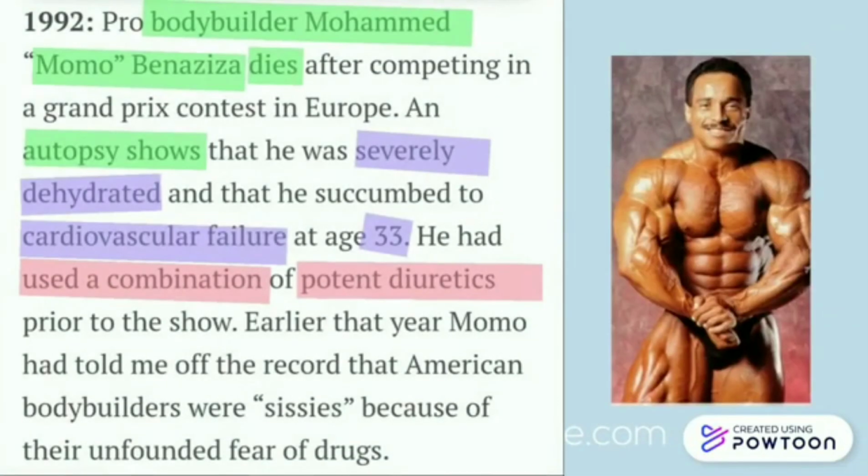One of the fatal cases occurred in 1992. Pro bodybuilder Mohammed Benaziza died. An autopsy showed that he was severely dehydrated and underwent cardiovascular failure at the age of 33. He had used a combination of diuretics prior to the show.